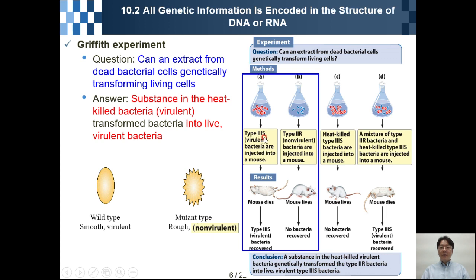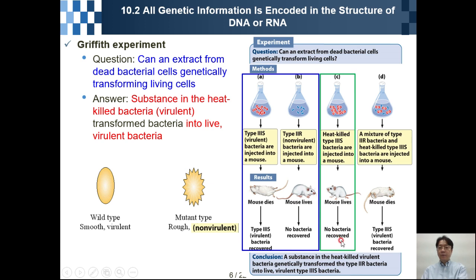When S-type bacteria are injected into mice, the mouse dies, and S-type bacteria are recovered from the dead mouse. How about R type? When R-type bacteria were injected into the mouse, it stays alive and no bacteria are recovered. In another experiment, people heat-killed the S-type bacteria and injected them into mice, and found that the mouse is still alive and no bacteria were recovered.